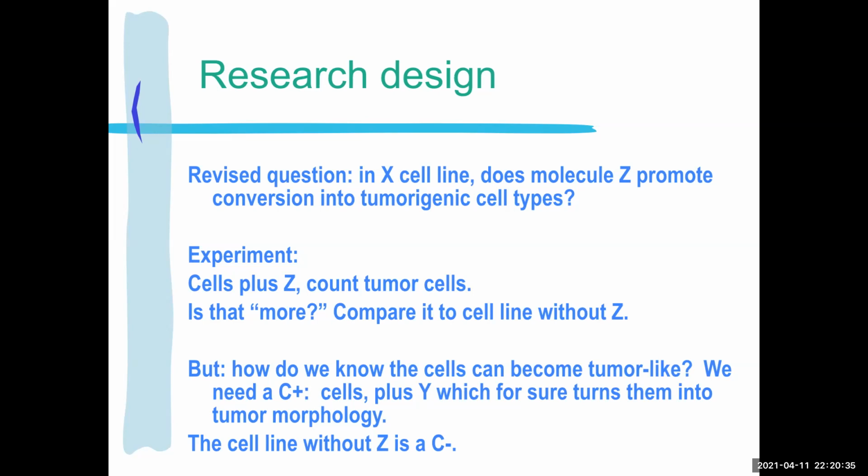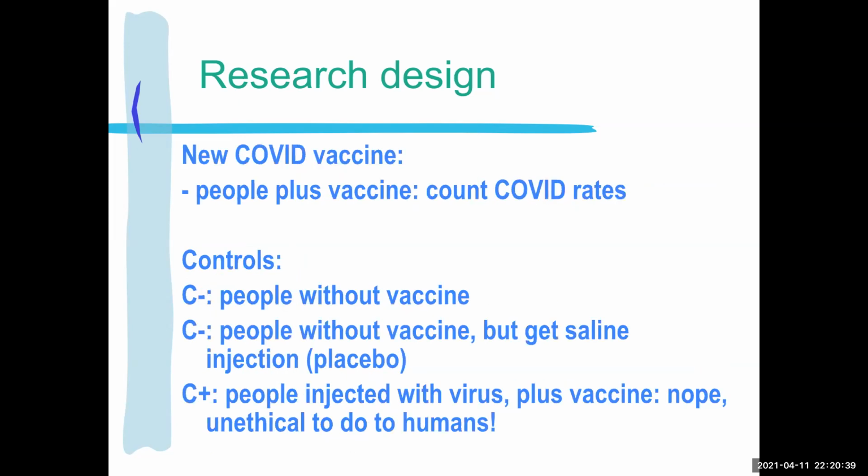And in fact, I'll challenge you to think of some, but just to wrap this up, let's think of experimental design in terms of testing a new COVID vaccine in clinical trials. So what are we going to do? We're going to add the vaccine to people, right? And we're going to count the COVID rates. And hopefully here we want to decrease. We want to see that if you get the vaccine, you're less likely to have COVID.